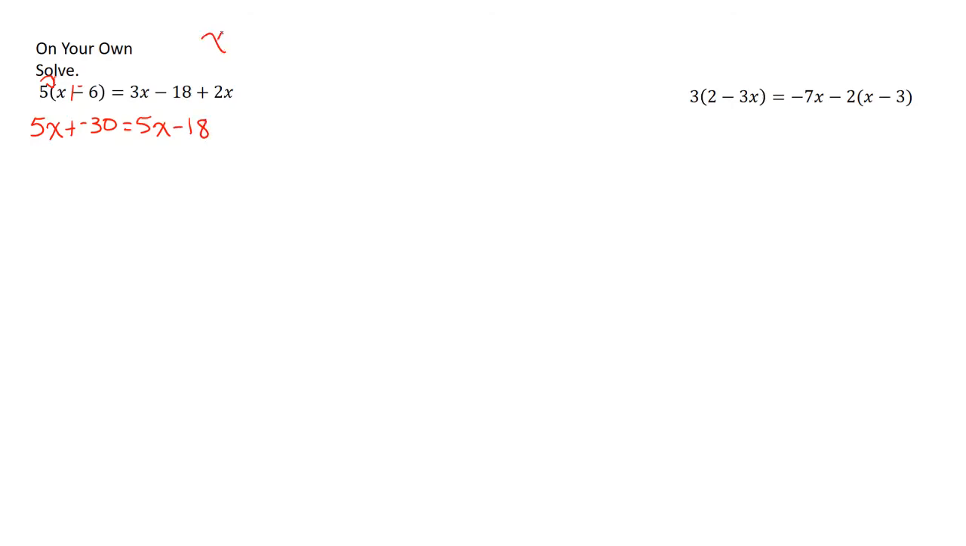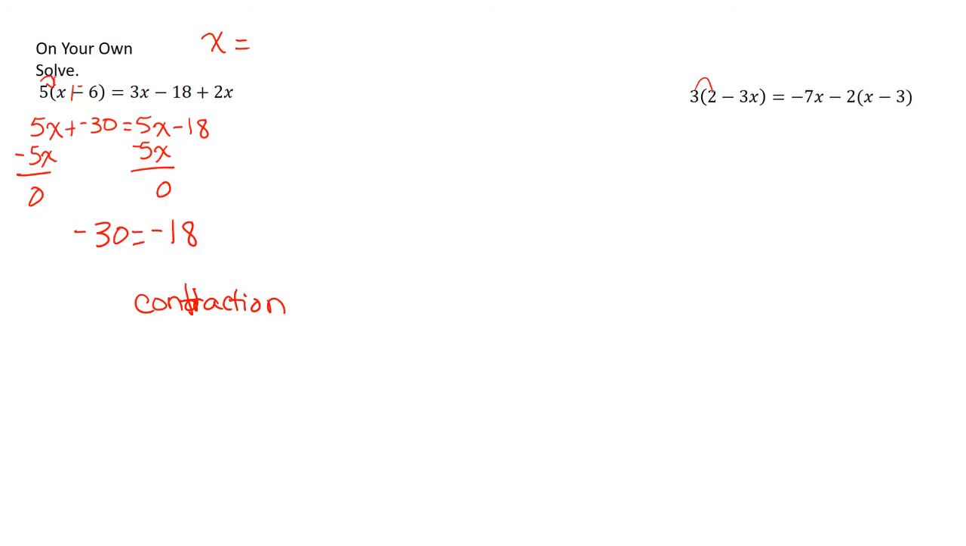Okay, our goal is to say x equals something. So let's get our x's all on the same side. We can subtract 5x from both sides. 5x minus 5x is 0. Oh, it's 0 over here too. So we have negative 30 equals negative 18. And that is not true. It never will be true. So this must be a contradiction.